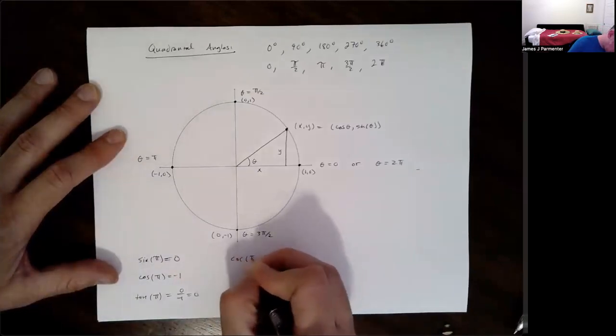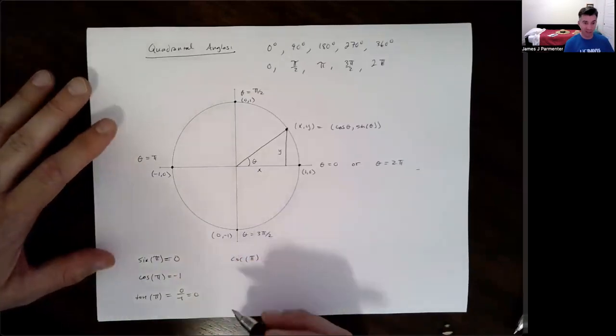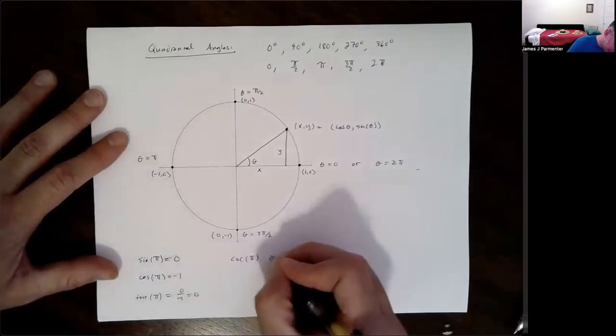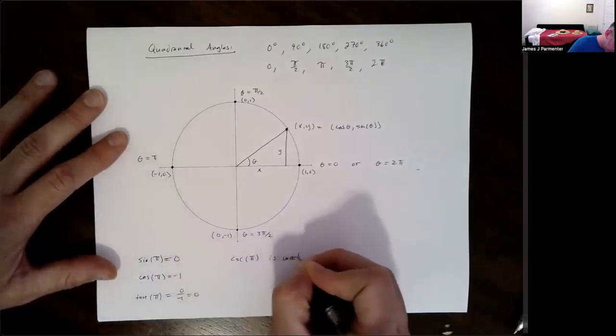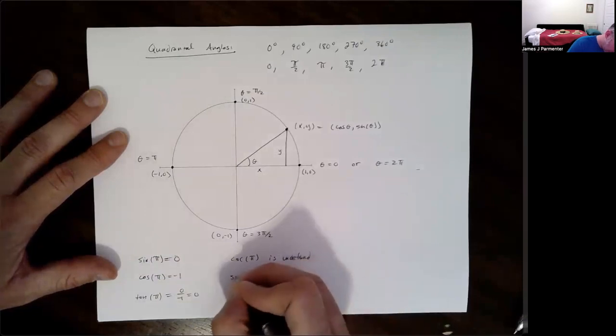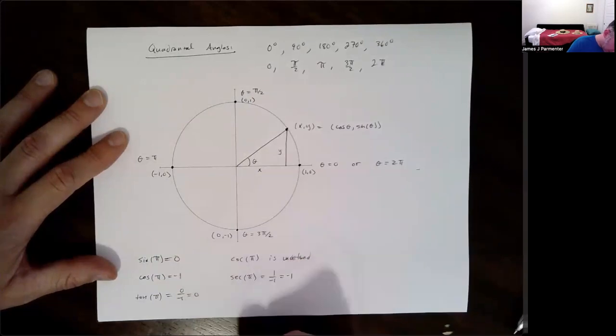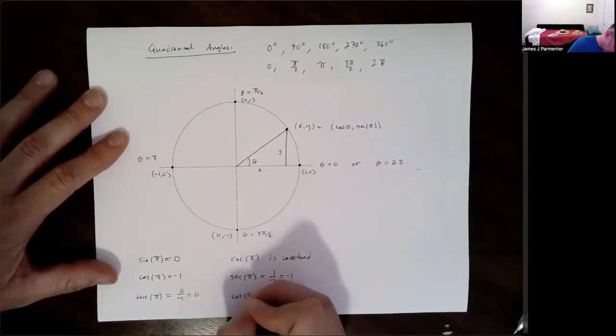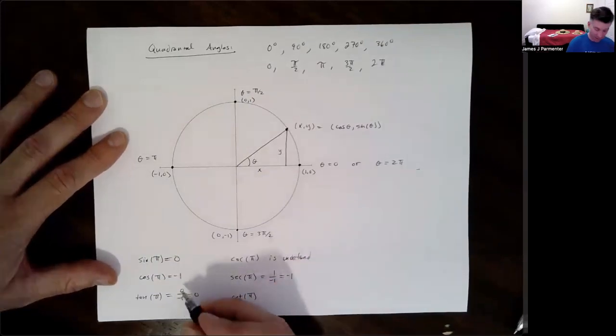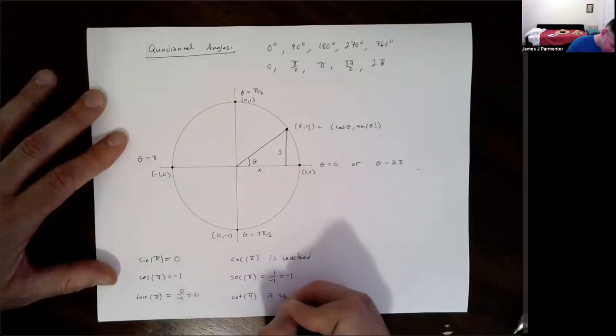Cosecant of pi, if you take the reciprocal of 0, dividing by 0 is undefined. So I would just write cosecant of pi is undefined. Secant of pi is 1 divided by -1, which is -1. And cotangent of pi would be -1 divided by 0, which is also undefined.